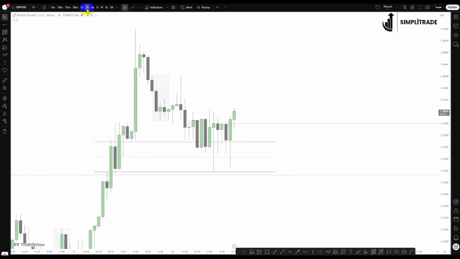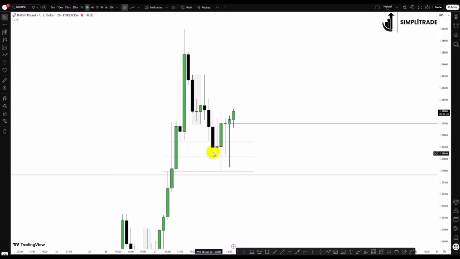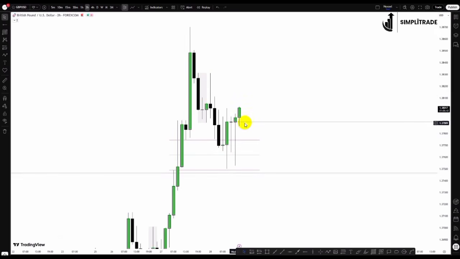So let's check the 2-hour time frame. There is no need, but you can also see the 2-hour is just giving us a sign of price being attracted to this buy side liquidity. So this is just a quick one for GBPUSD. Let's look at the next pair.